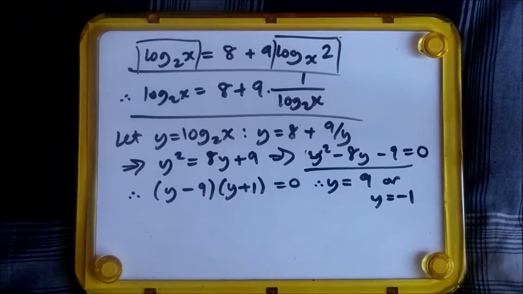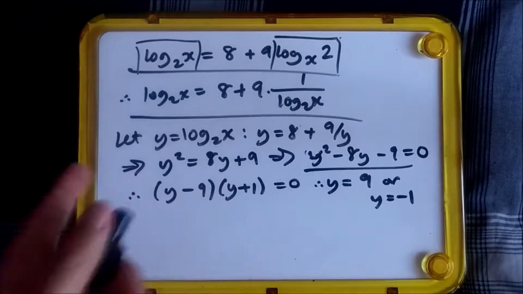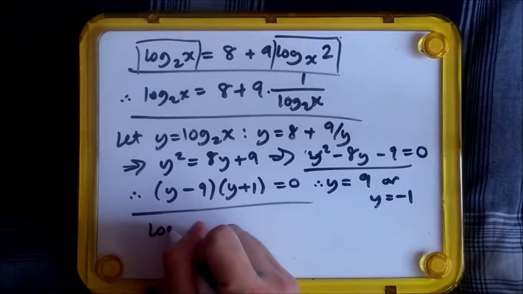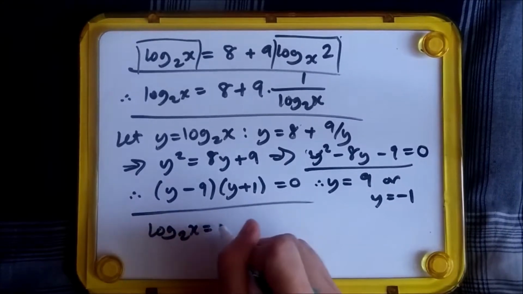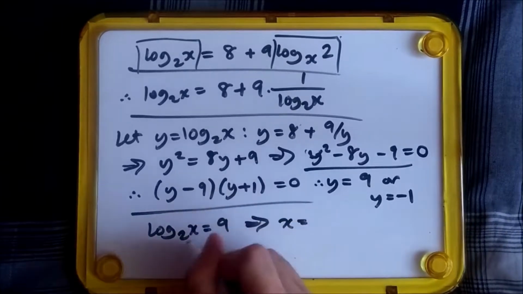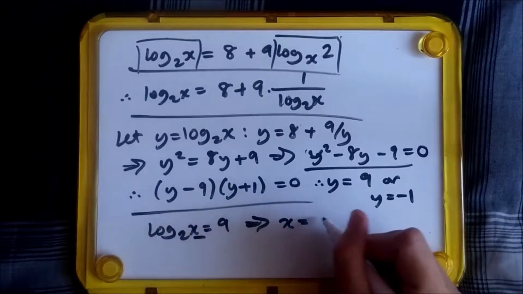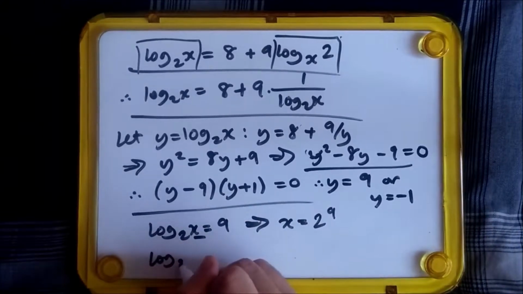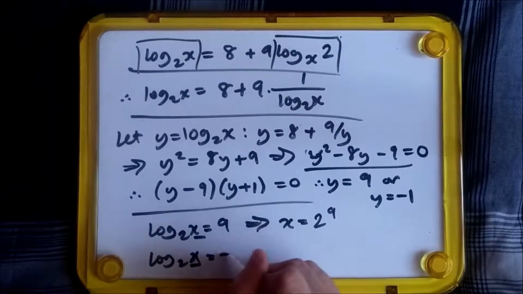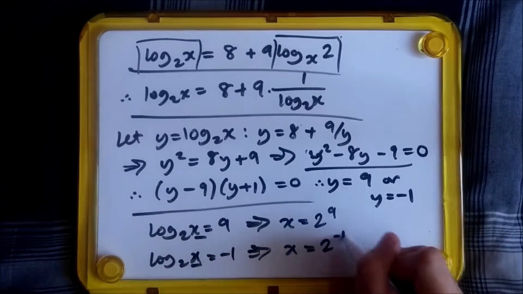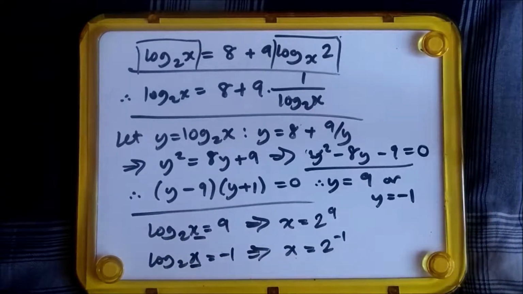Now, guys, the finale. So what do we do? Now we just replace the y's with the original log equation. That means we're going to have log to the base 2 of x equals 9. This implies that we get rid of the log on x, raise 2 to the power of 9, so x equals 2 to the power of 9. The second equation, log to the base 2 of x equals minus 1. Same thing, we raise 2 to the power of minus 1. And that's it, guys. Here are the answers.